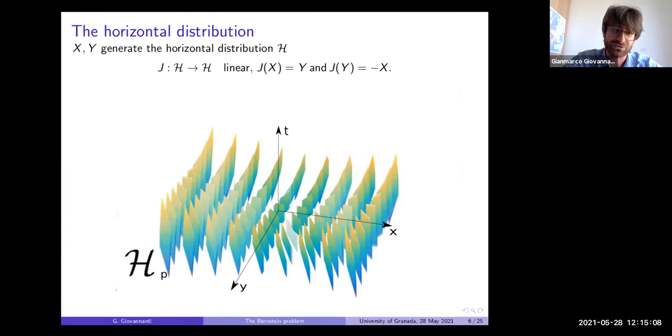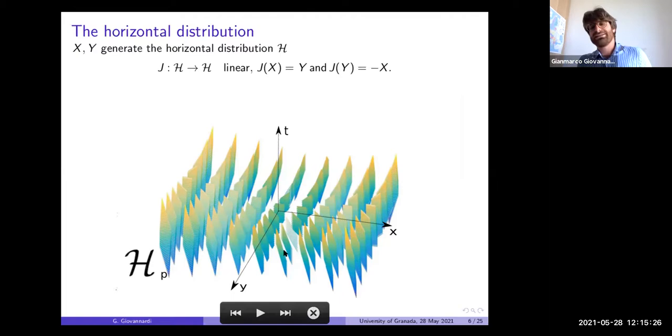You have an operator J that acts only on the distribution, that is linear and is a rotation of 90 degrees. So J of x is equal to y, and J of y is equal to minus x.